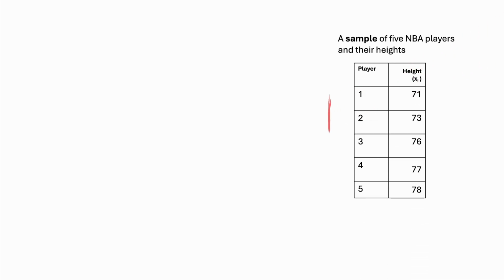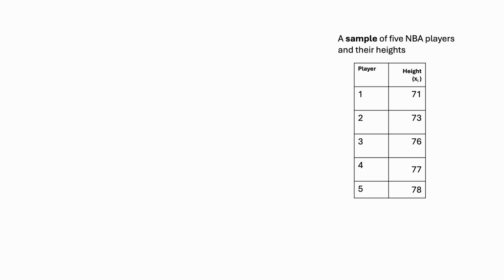To illustrate this, let's take a sample of 5 NBA players and their heights. Here is our dataset. Players' IDs are here, and their respective heights in inches are right over here. Let's visualize our data using a dot plot. This helps us to see each player's height in relation to the others in our dataset.